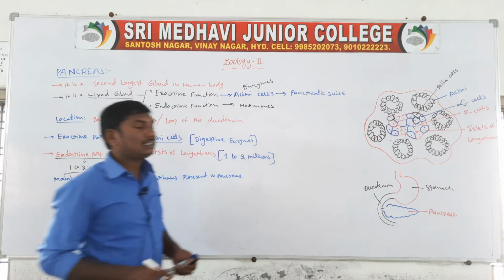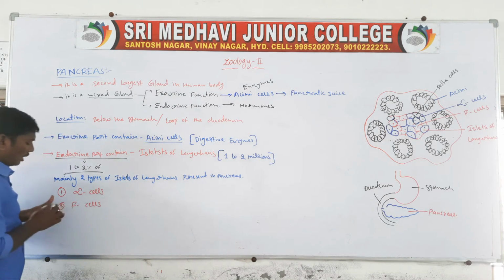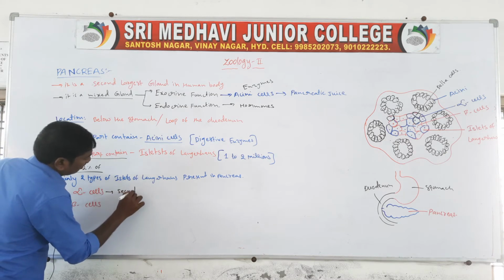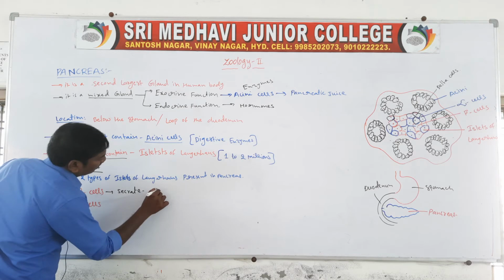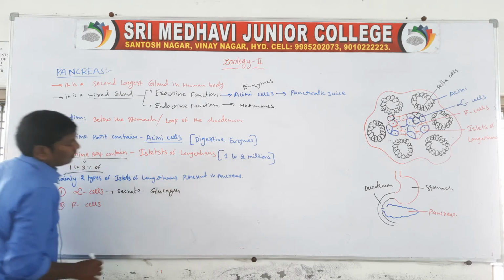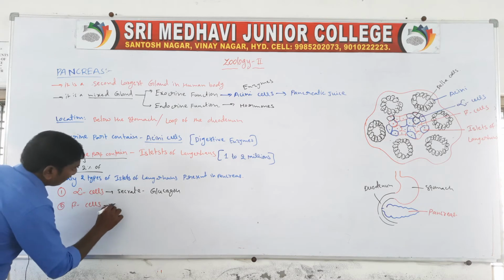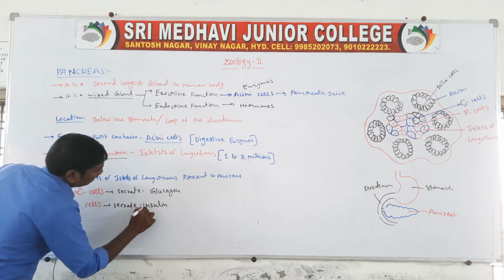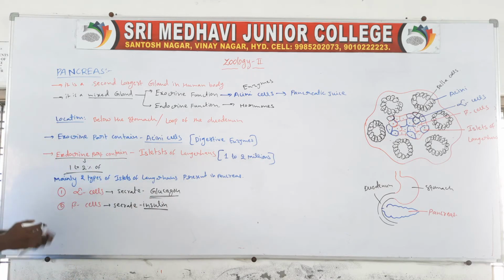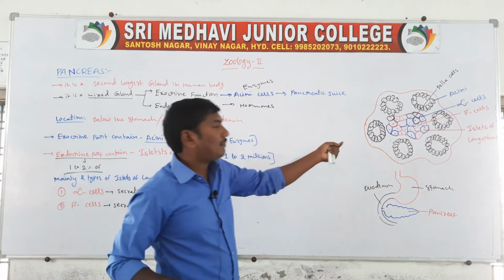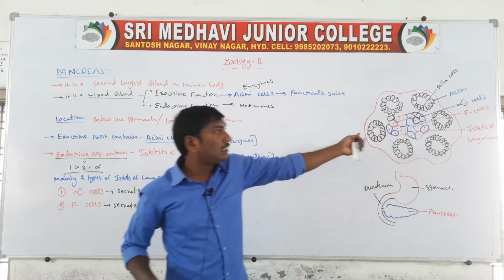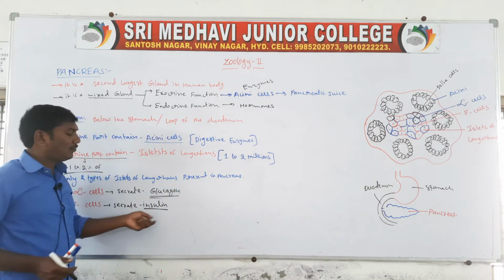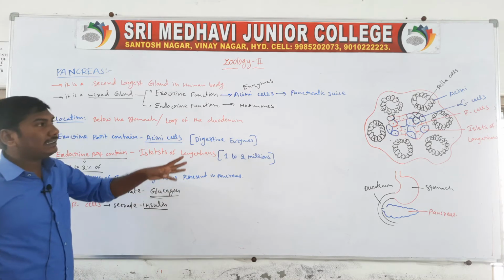The alpha cells secrete the hormone glucagon. The beta cells secrete insulin. Glucagon and insulin are secreted by the pancreas.